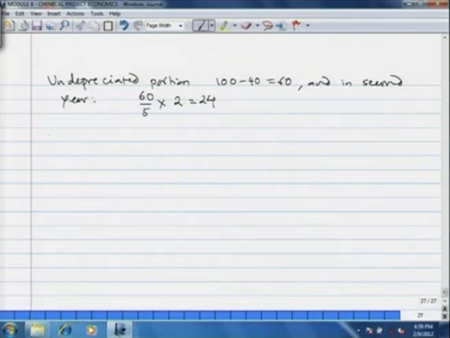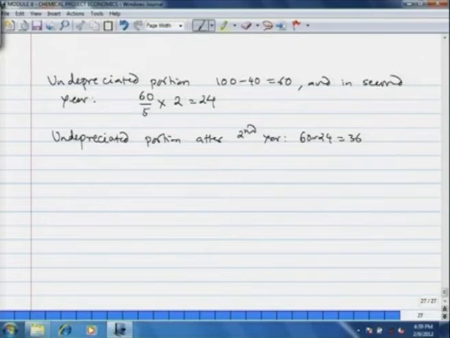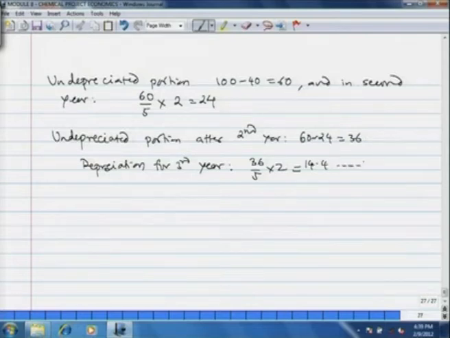Then the undepreciated portion after second year is 60 minus 24, that is 36, and then depreciation for the third year is 36 by 5 into 2, that is 14.4, and so on and so forth. So this is how you have to calculate the depreciation.